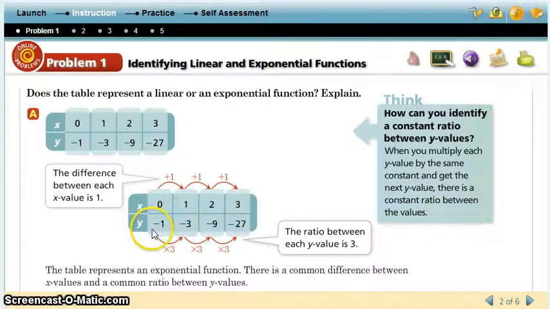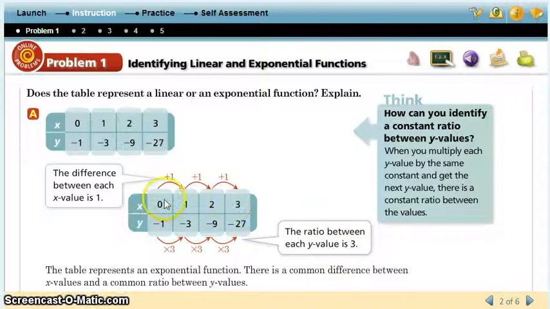So look at our example here. If I take negative 1 and multiply by 3, I get negative 3. If I take negative 3 and multiply it by 3, I get negative 9. So I'm multiplying by the same constant every time, which is 3, and getting the next y value. So that's the ratio between each y value.